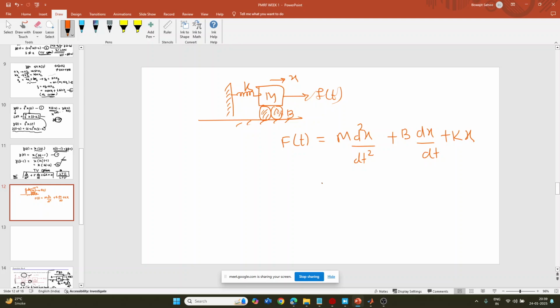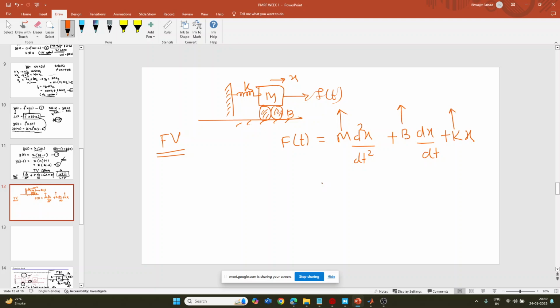When a mass is connected to a rigid body, a force is applied, and it is rolling on a surface having frictional coefficient b. I don't remember this equation by heart; I am deriving it in front of you because I know how the system is. Now, in the force-voltage analogy, they want to relate what is the replacement of this mass, what is the replacement of this b, what is the replacement of this k.